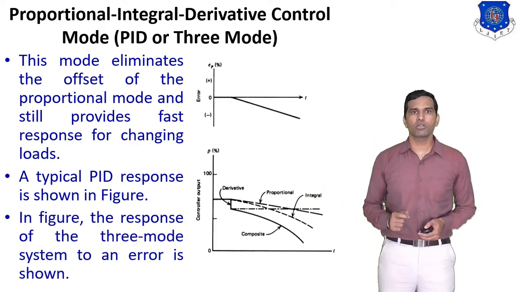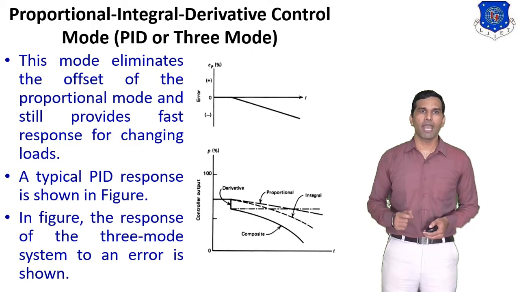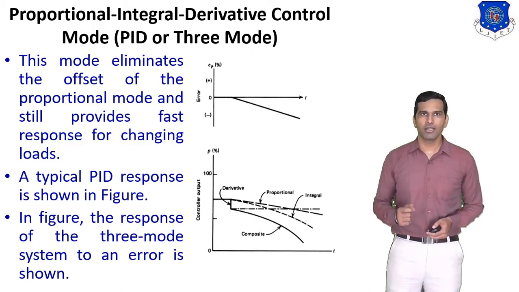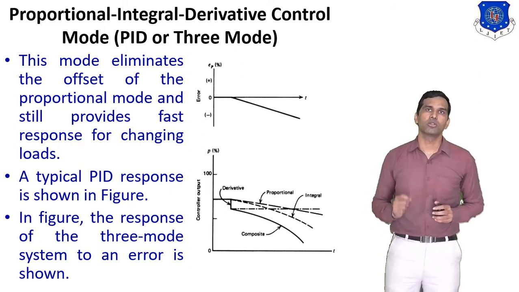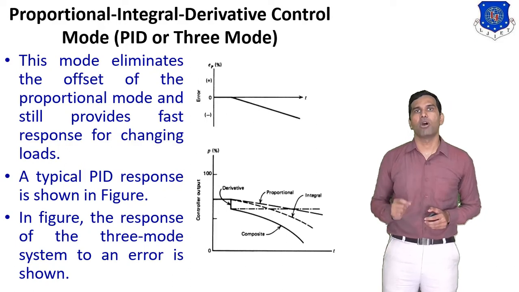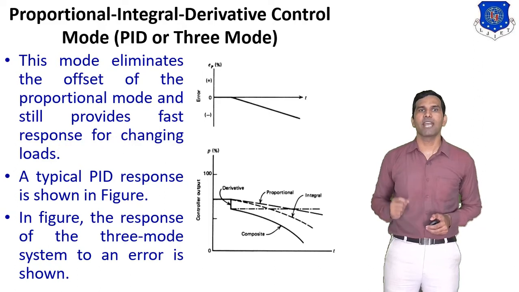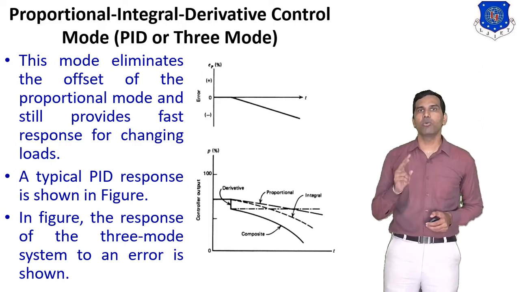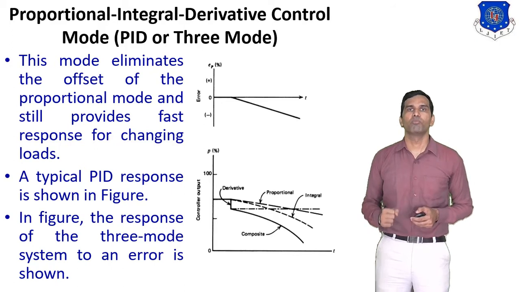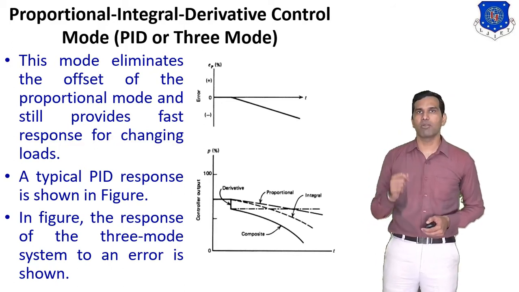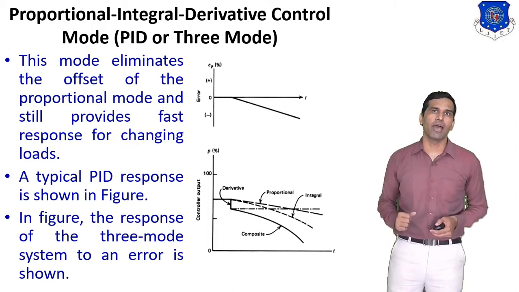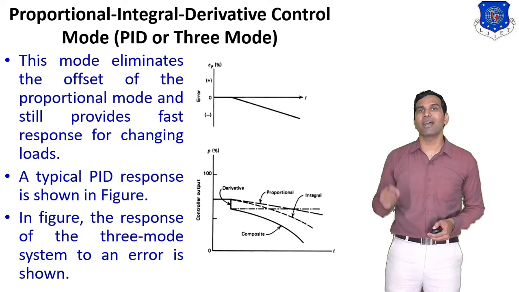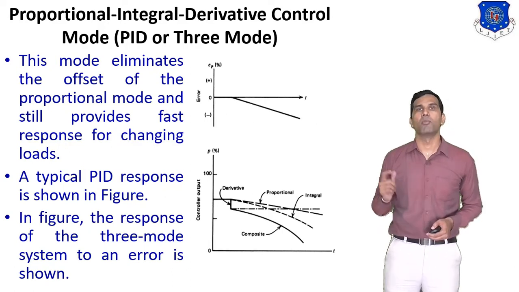In the figure, the response of the three-mode system to an error is shown. Here, this mode eliminates the offset of the proportional mode. This is the main advantage of this mode, and it still provides a faster response for changing load. So these are the two advantages of the PID mode: it eliminates the offset of the proportional mode, and it also provides a faster response compared to other modes.